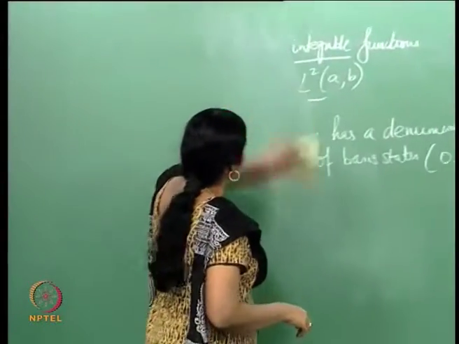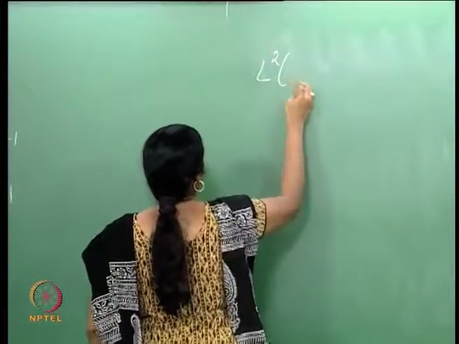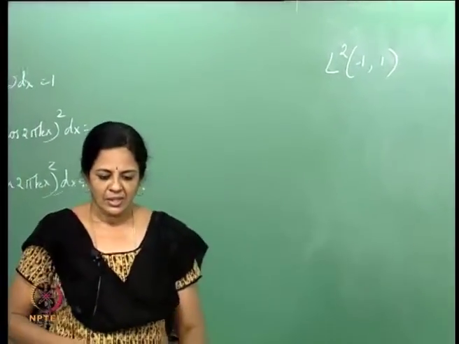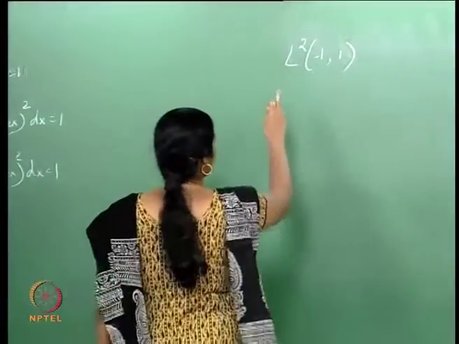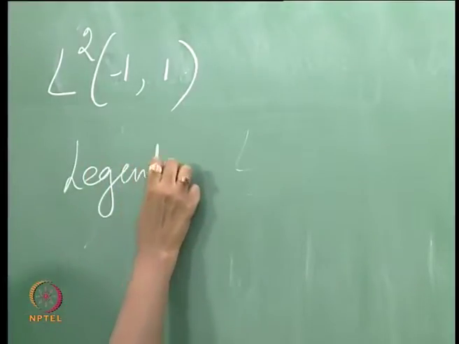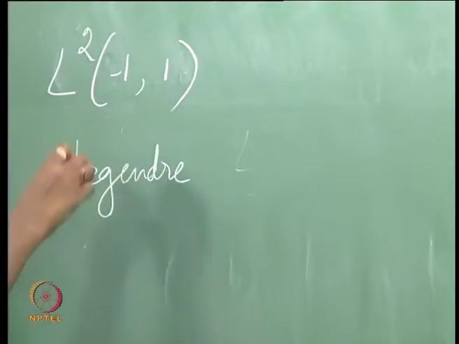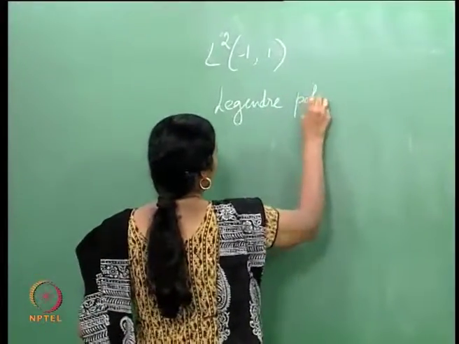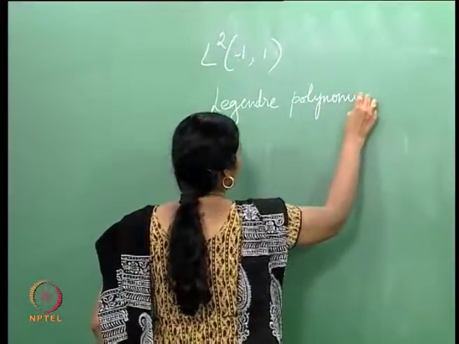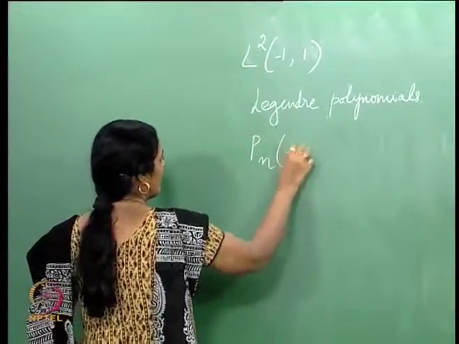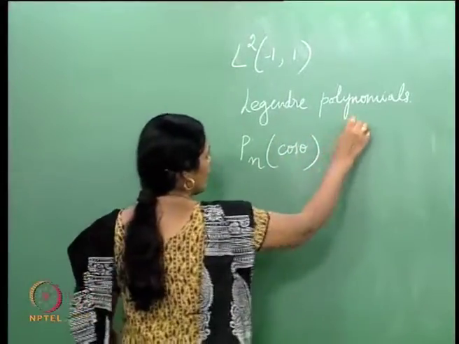Let us look at the next example. Let us consider the space L2 of minus 1 comma 1. I did mention this in an earlier lecture. The basis states could well be the Legendre polynomials, because minus 1 to 1 rings a bell. You could choose x to be cos theta, because cos theta goes from minus 1 to 1. The Legendre polynomials could be chosen as the basis states. So, these are P_n of cos theta. So, my x is cos theta.